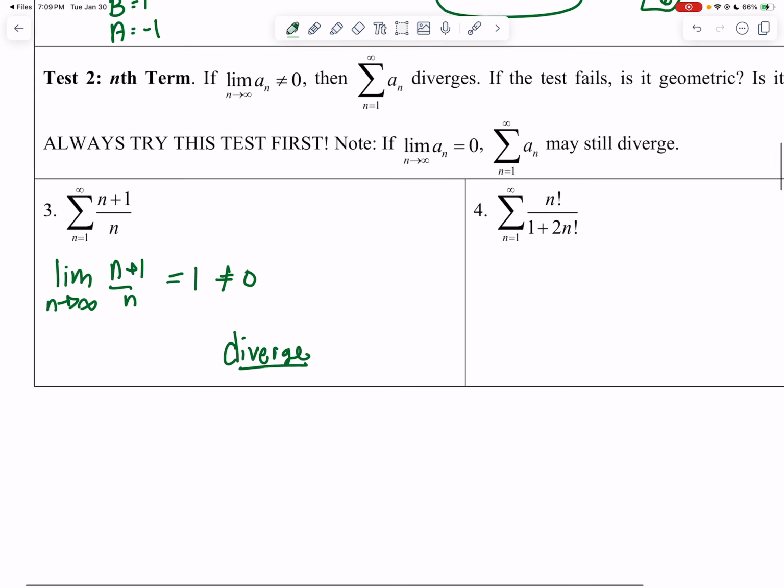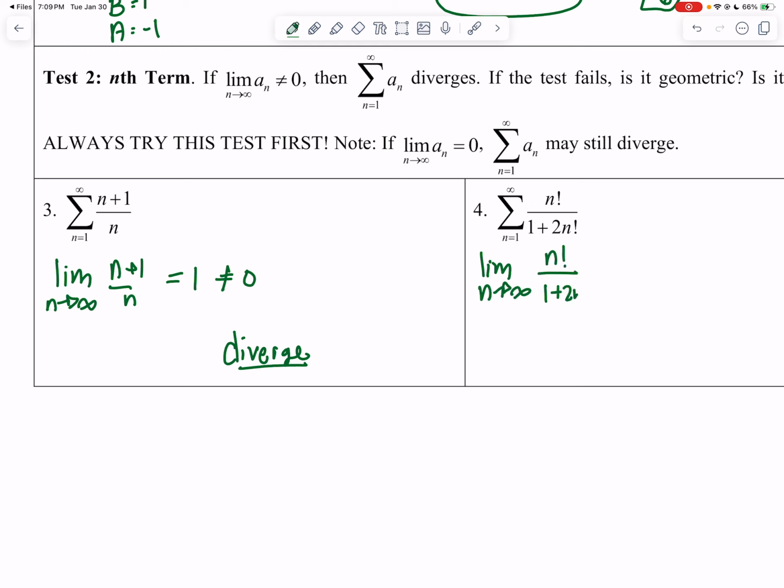Looking at number 4, same process. So the limit as n approaches infinity of my little sequence. Since I have n factorial right here and n factorial up top, look at my coefficients, that's going to be 1/2. And since it's not 0, we know that it will diverge.